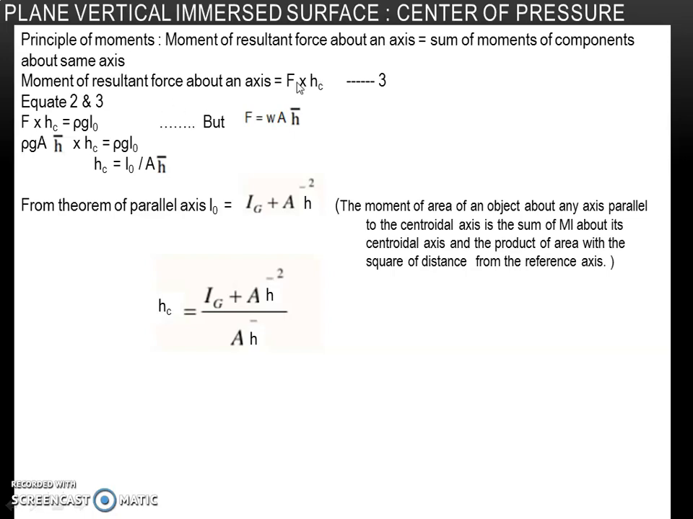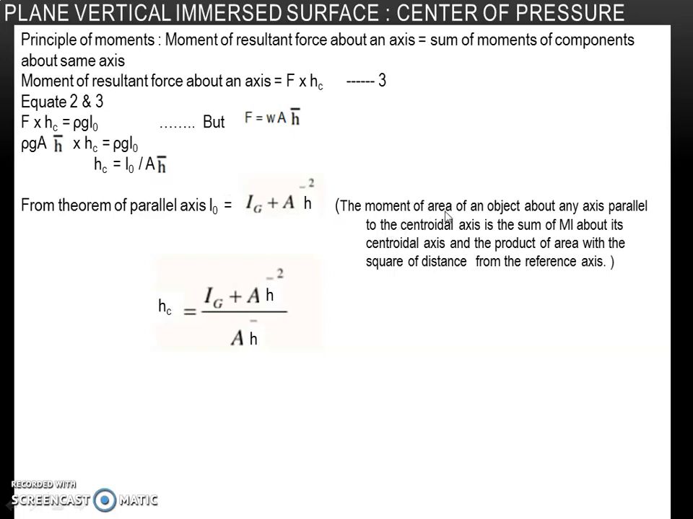And we will equate both the equations, that is equation 2 and 3. We get F into hc equal to rho g I naught. But we have got expression for F as W A h bar. We will substitute here the value of F, and W we will write as rho into g. So we get rho g A h bar into hc equal to rho g I naught. So hc can be written as I naught divided by A h bar.